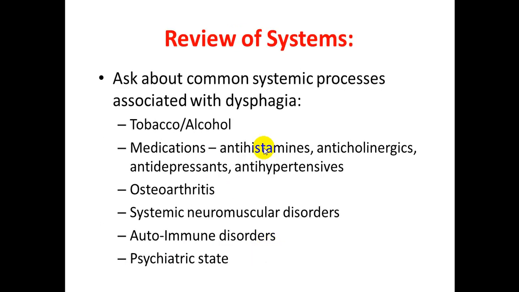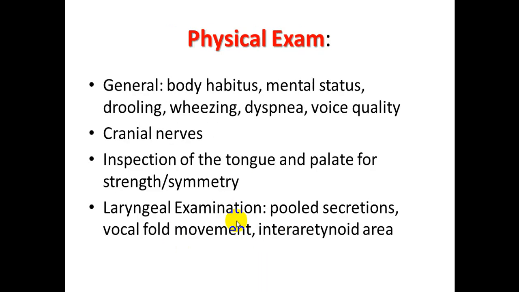Review of systems: ask about common systemic processes associated with dysphagia. Tobacco, alcohol, medication, antihistamines, anticholinergics, all can cause dysphagia. Changes of the cervical spine, systemic neuromuscular disorders like multiple sclerosis, or autoimmune diseases that affect the central nervous system. Autoimmune disorders, and very important to exclude, psychiatric diseases.